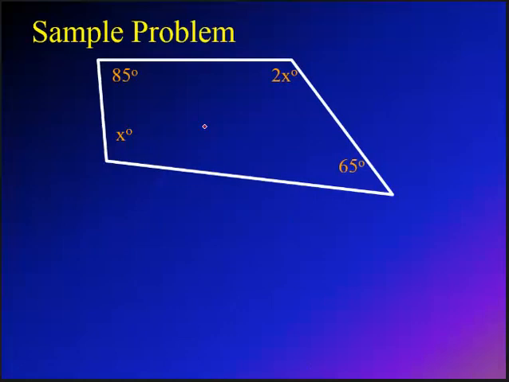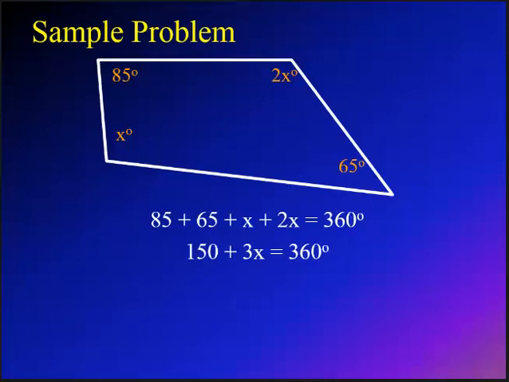Okay, so here's the sample problem. Find x. Well, if I know that all 4 of these add up to 360, then that's exactly what I'm going to do in my equation. I'm going to add them all 4 up and make them equal to 360. Combine like terms, here and x's here. Move the 150 over, divide by 3, and you get x is 70. Now, I could ask you to tell me all 4 angles, in which case this would be 70, this would be 140, 65, 85.